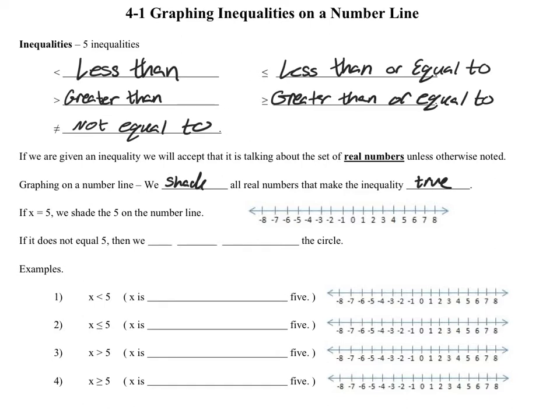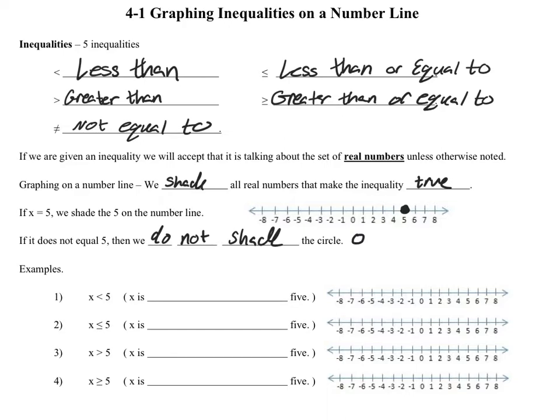So if we're plotting something like x equals 5 on the number line, we've done that before, we just go to 5 and we shade it in with a little dot. If we then wanted to graph that x does not equal 5, then all we would do is not shade the circle. So we would just leave it as an open circle instead.